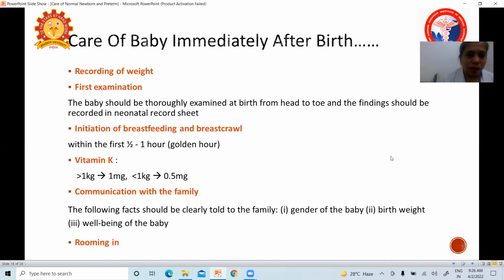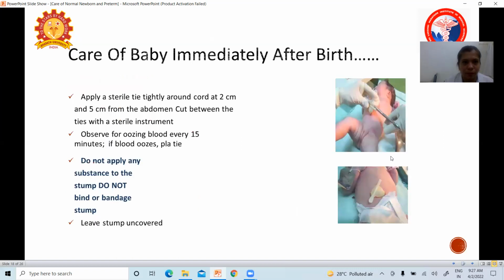After stabilizing, recording the weight, putting the ID band, and starting the breastfeeding, we have to communicate with the family. We can show the baby to the family, to the father and other members, and tell them the gender of the baby, birth weight and the condition of the baby. And finally the baby has to stay with mother throughout if the baby and mother both are fine.